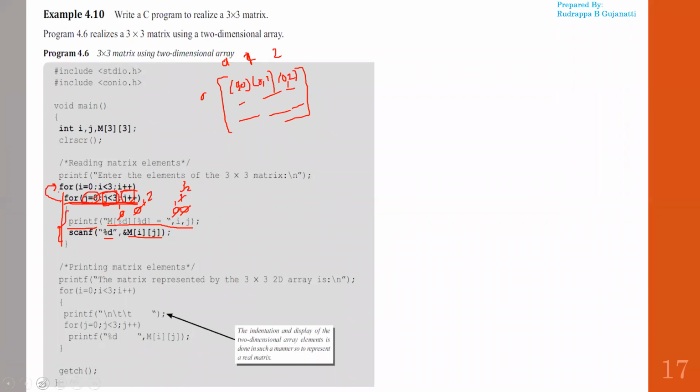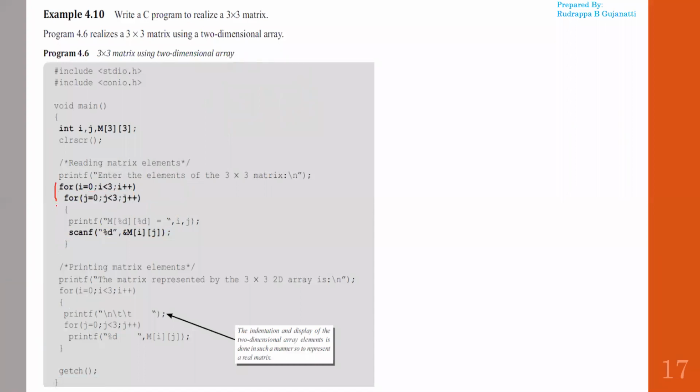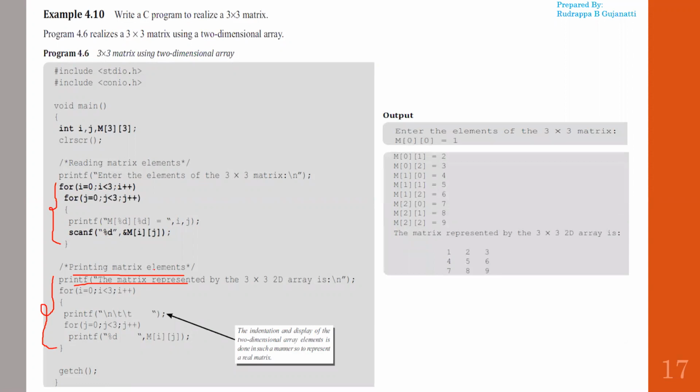So this is how you accept the data from the user for the two-dimensional array, and you use the traverse function to print the elements which are present in the array. That is what they have done in this case. By traversing through the elements of the array, you are printing it.